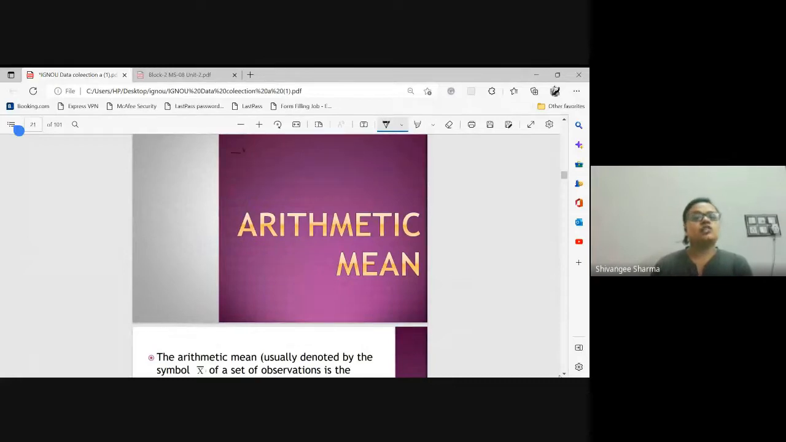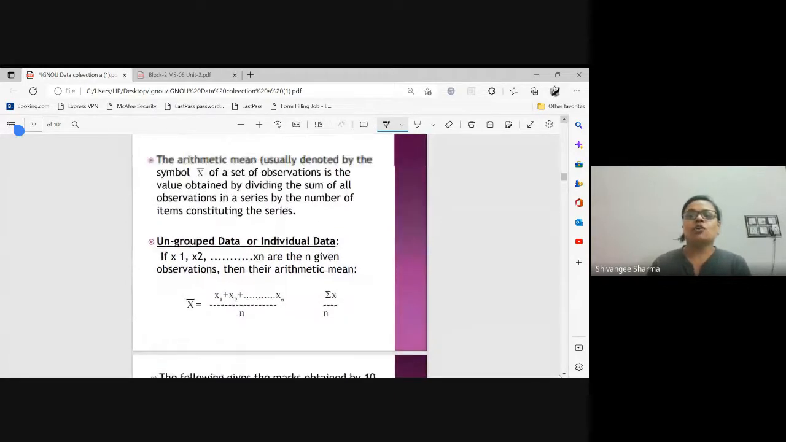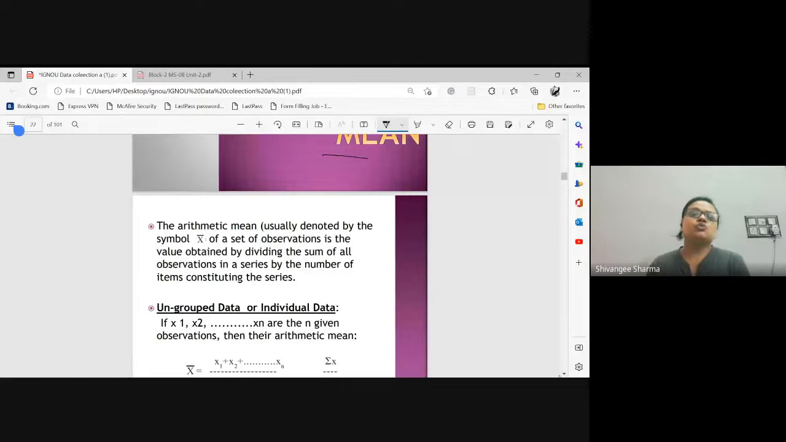The three measures are basically mean, median, and mode. So these are the three measures of central tendency: mean, median, and mode, right? So arithmetic mean is the very first measure of central tendency, and it is the easiest of all. Arithmetic mean is your average value, usually denoted by the symbol x bar.